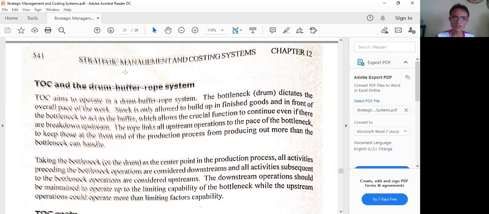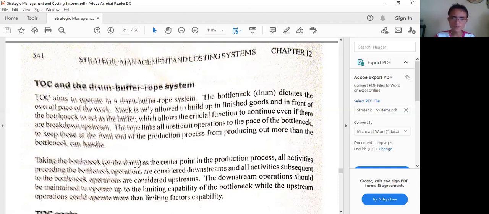The rope links all upstream operations to the base of the bottleneck, so that those at the front end of the production process will be kept from producing more than the bottleneck can handle. So basically, we are just going to do the operations within the bottleneck. As soon as we are able to solve such, then we can, of course, go beyond the bottleneck.